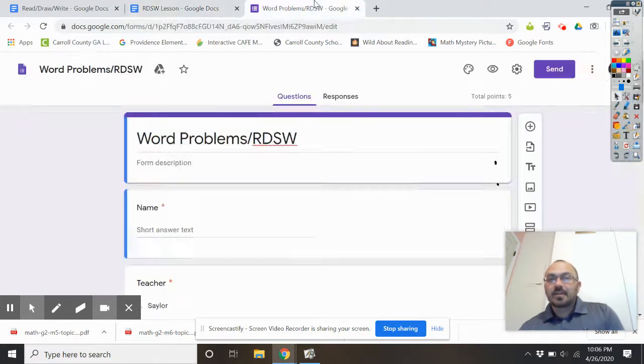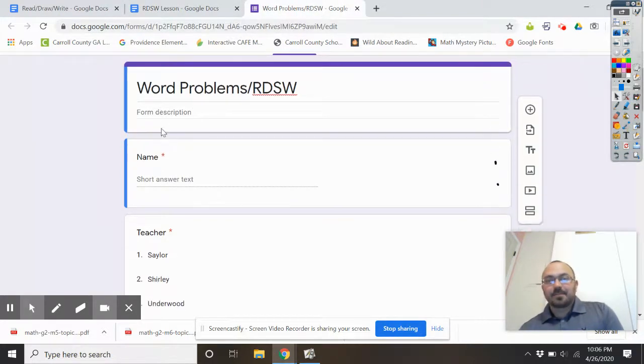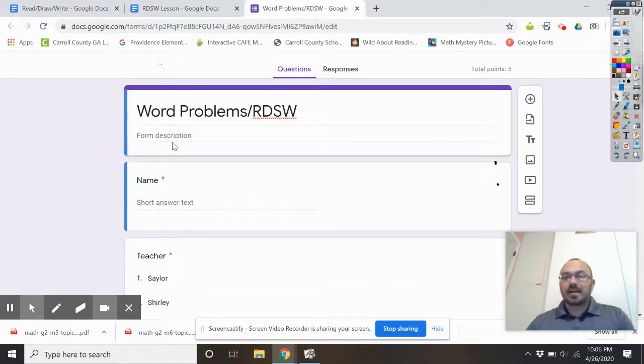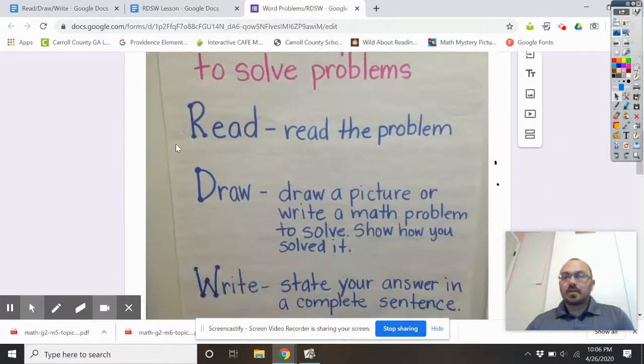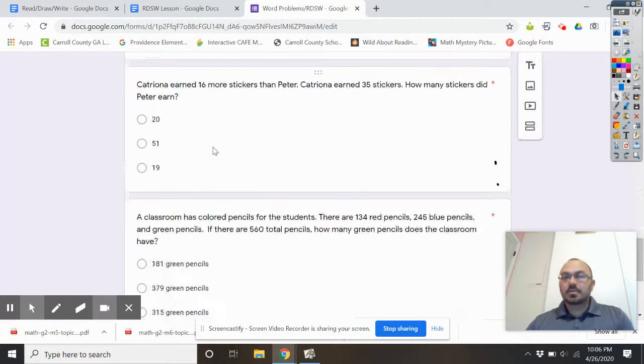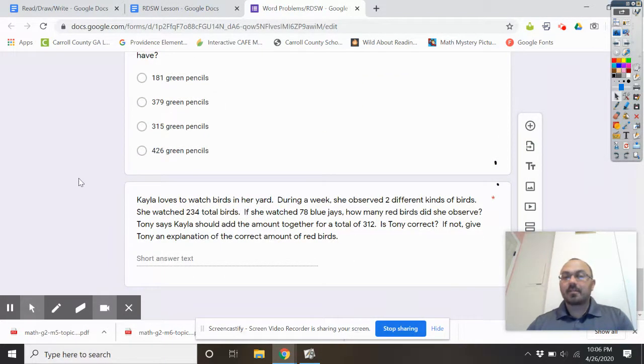Now that we have looked at that, your assignment today is in Google Classroom. You're going to click the link on the slide and follow the steps. Remember, RDW. And there are 1, 2, 3, 4, and 5 word problem examples that I want you to solve. Now let's look at the fifth one, number 5. It's not a multiple choice. It's a short answer. This is exactly like you will see on the Milestones when you get into 3rd grade.